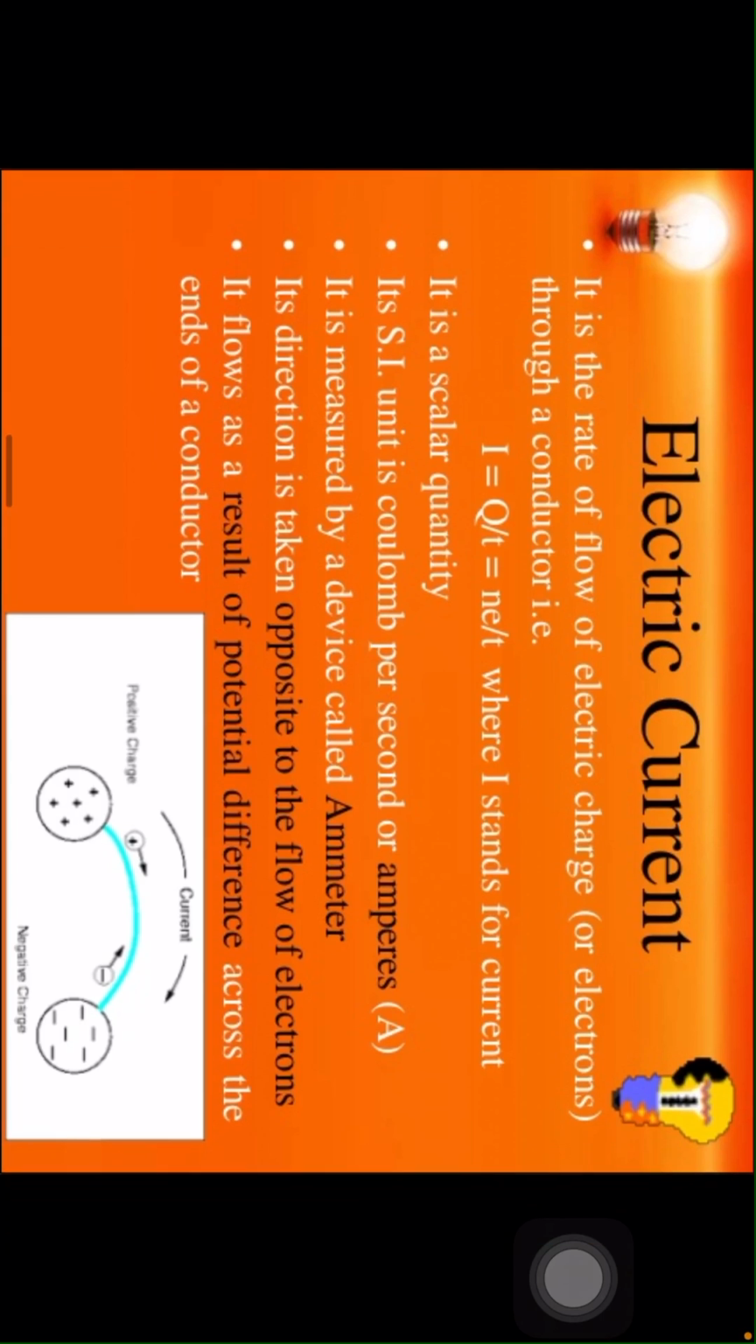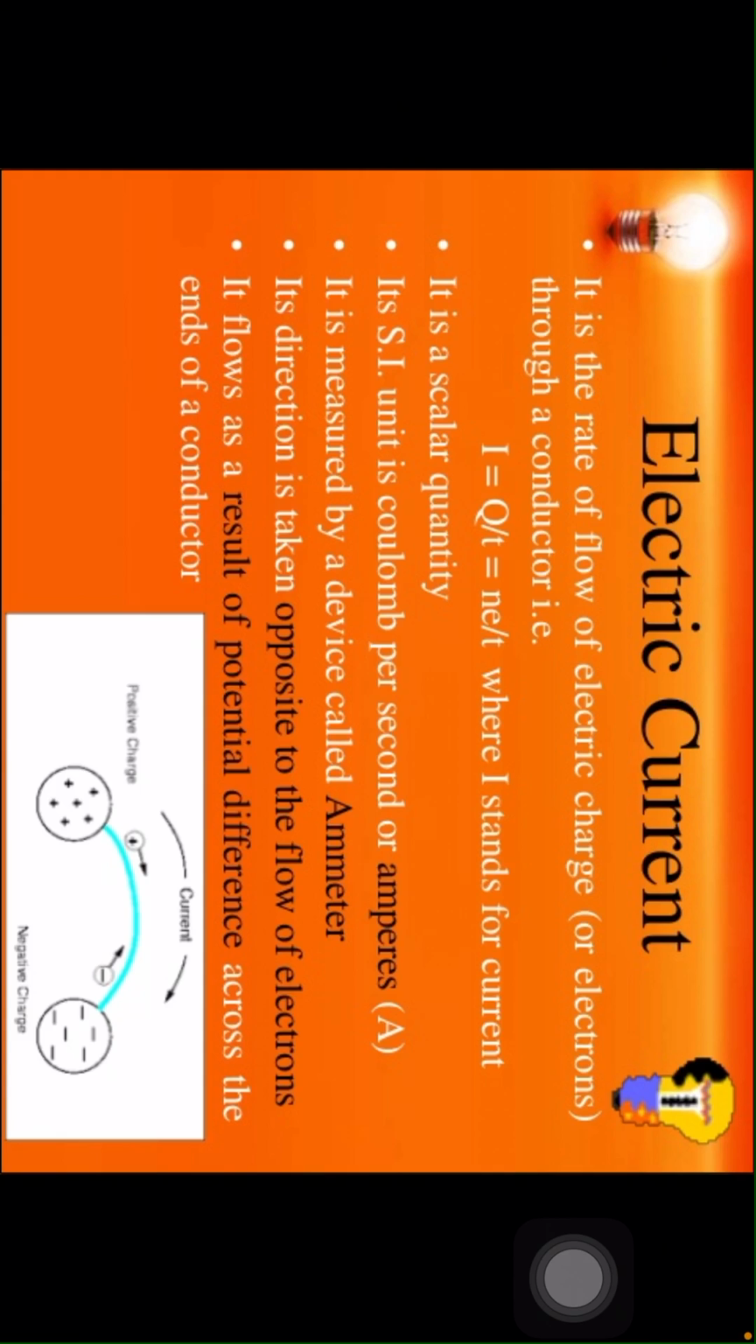Electric current. So, what is electric current, children? It is the rate of flow of charge or electrons through a conductor. I equal to Q by t or n e by t, where I stands for current. It is a scalar quantity. Its SI unit is coulomb per second or amperes. It is measured by a device called ammeter. Its direction is taken opposite to the flow of electrons. It flows as a result of potential difference across the ends of a conductor.